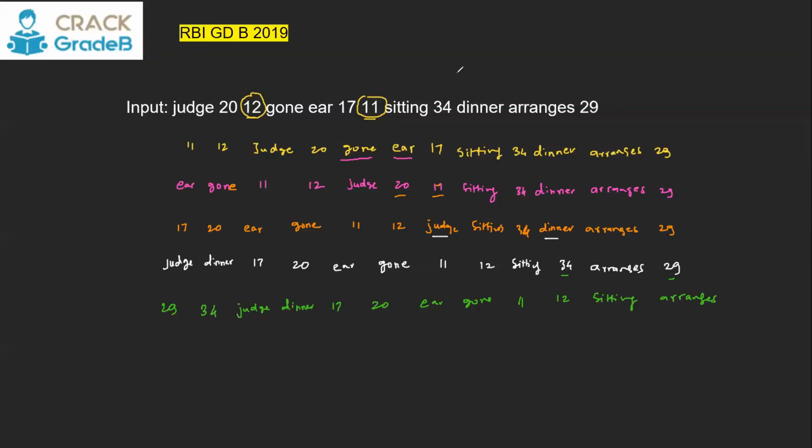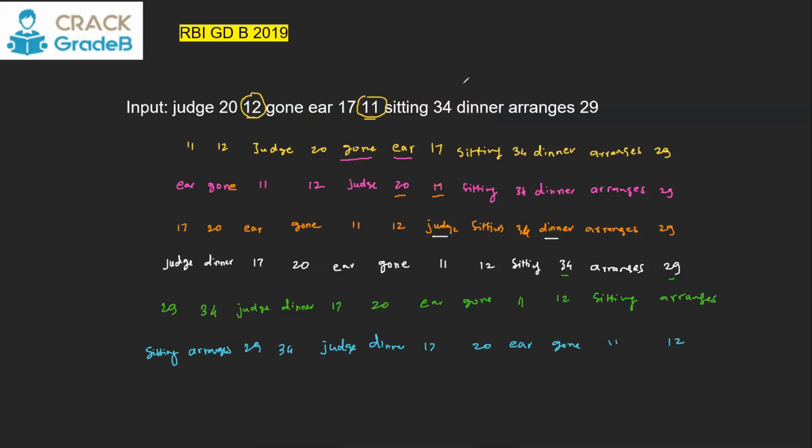And now arranges and sitting will go in front. Sitting is a 7-letter word, arranges an 8-letter word. So sitting will come first. Sitting, arranges, 29, 34, judge, dinner, 17, 20, year, gone, 11, and 12.